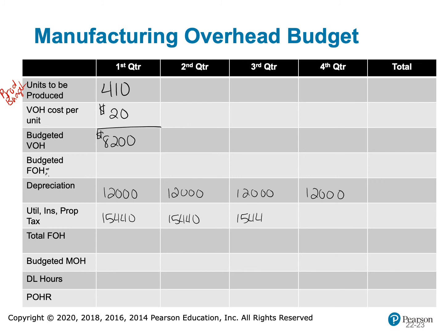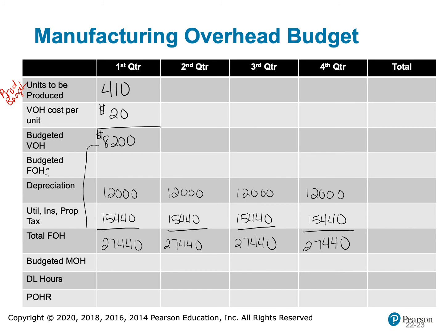Again, we can go ahead and write that all the way across since it's not changing. So total fixed overhead is $27,440. And since it's fixed, we're not expecting it to change as production changes. That variable overhead is going to change. So now the total budgeted overhead is the $8,200 of the variable cost plus the $27,440.